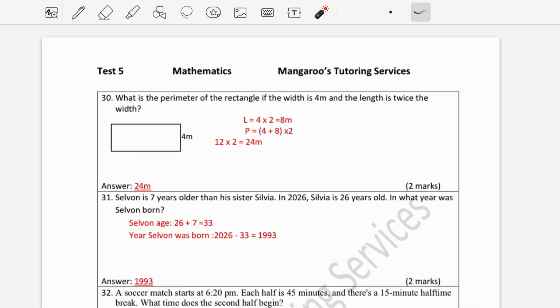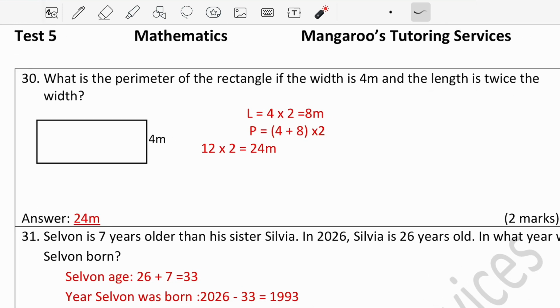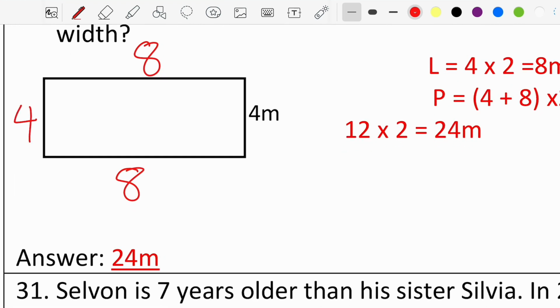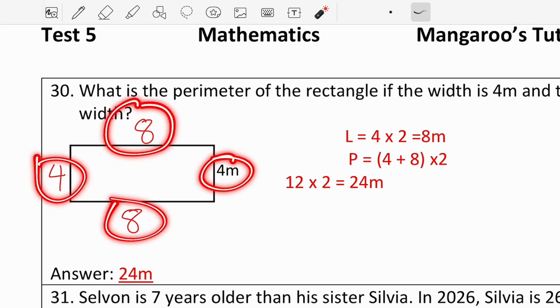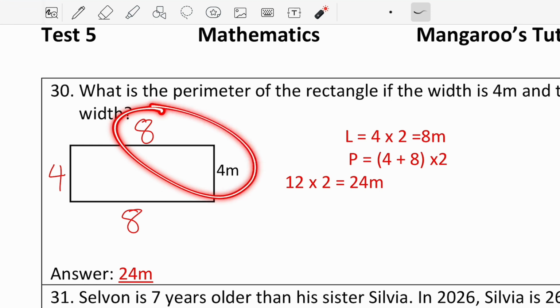Number 30. What is a perimeter? So we know that the length is twice the width. So 4 times 2 is 8. If this is 8 and that's 4, we can simply add the distance around. So we can say 4 plus 8 plus 4 plus 8, we get 24. Or we can say, no, let's do that over. We can say 4 plus 8 is 12, and then multiply it by 2 because we have 2 widths and we have 2 lengths.